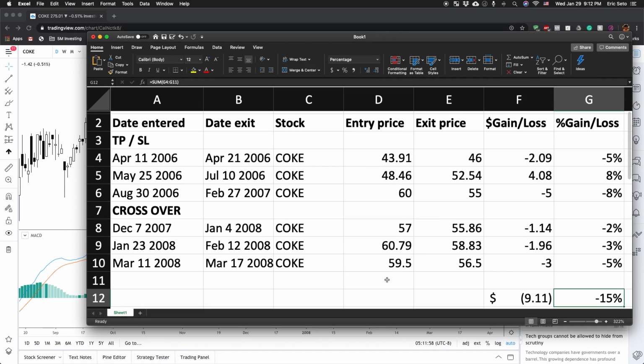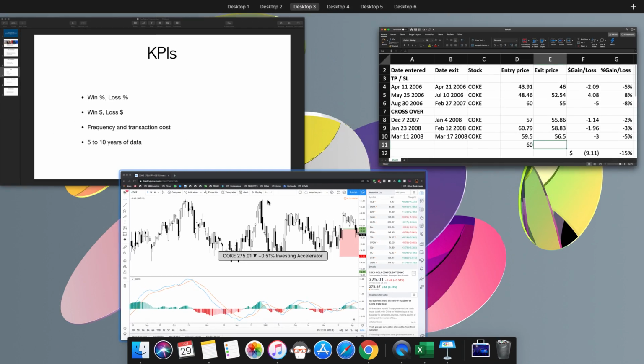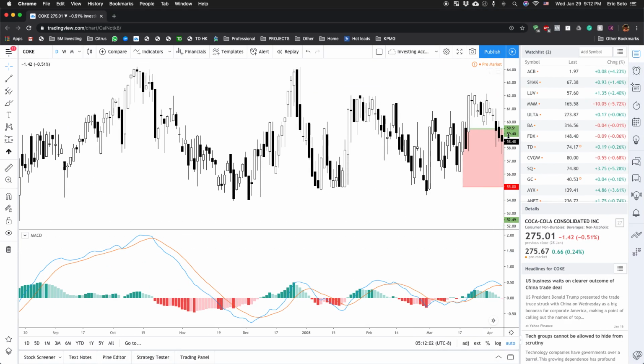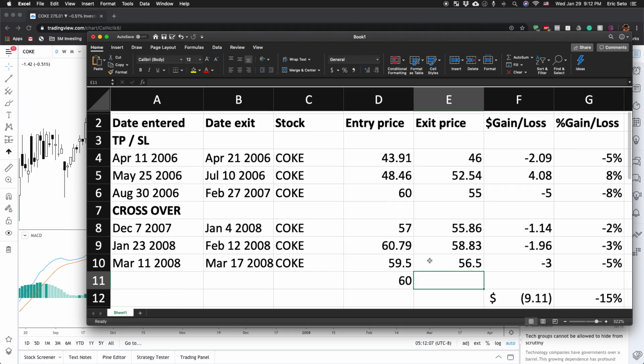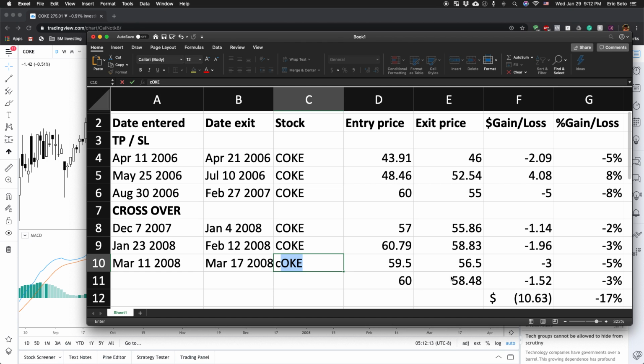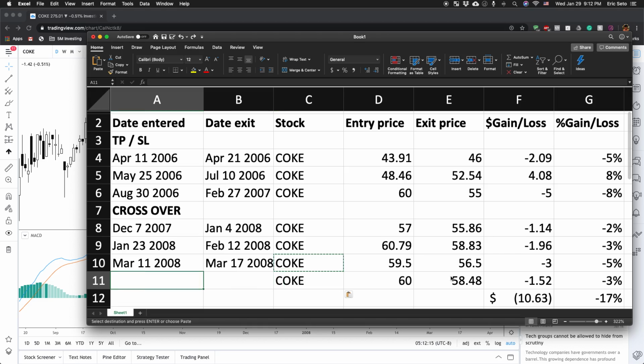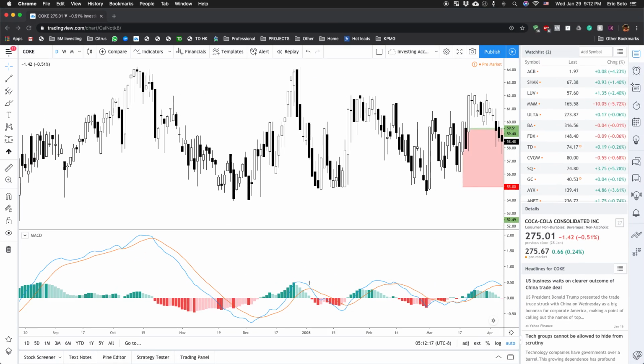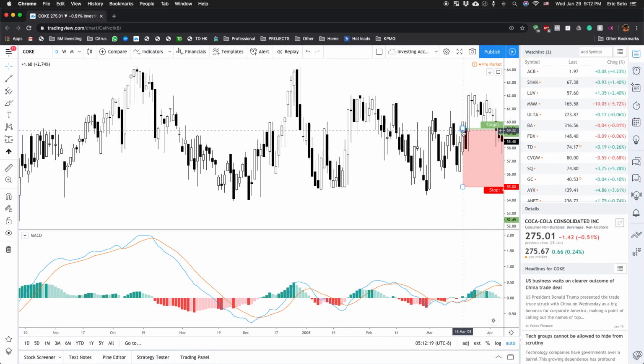So in this case, I entered at $60. And then looking at the signal, I would exit here at 58.48. And this time it is Coke. The date is March 18th, and I exited on April 4th.